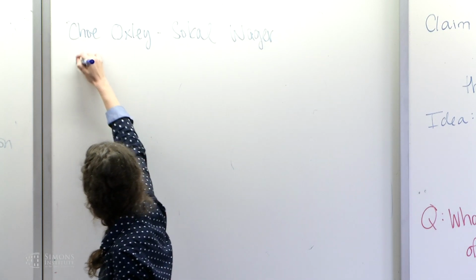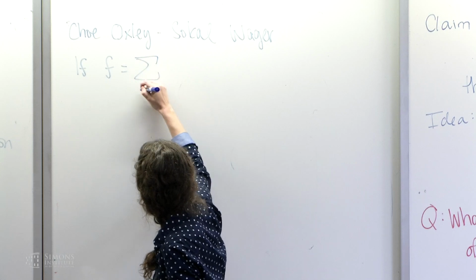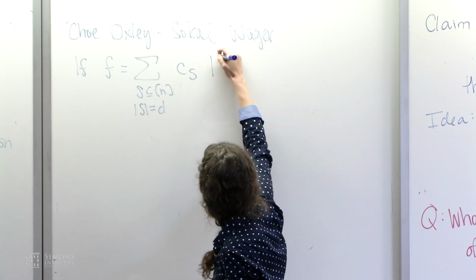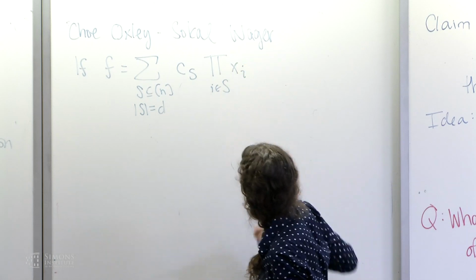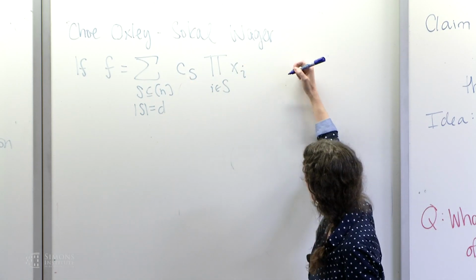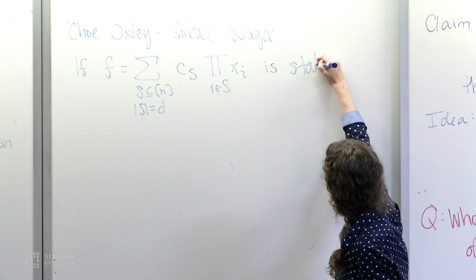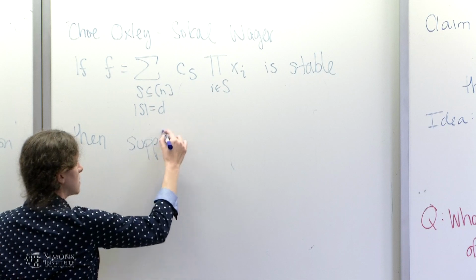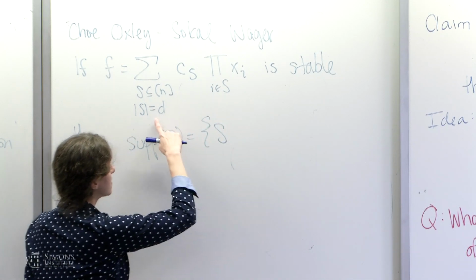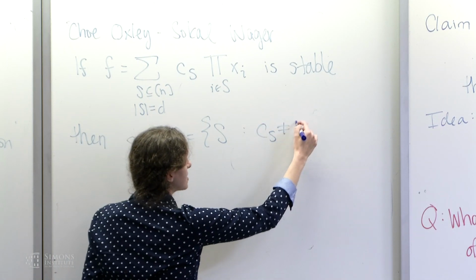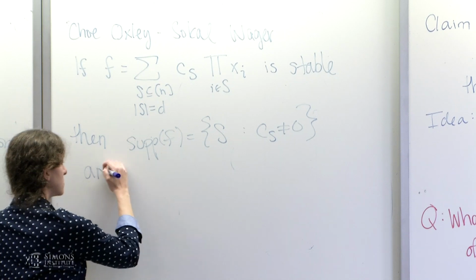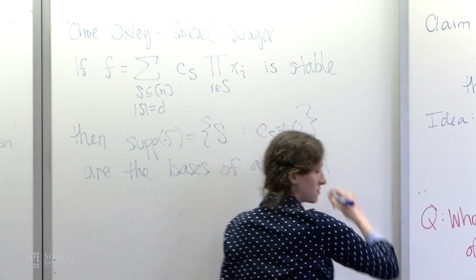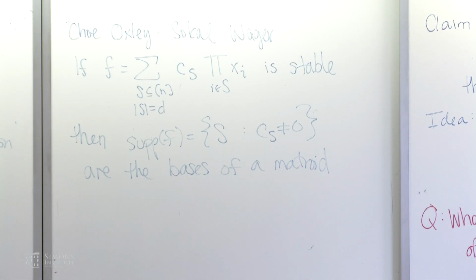Wagner, that if you have a multi-affine polynomial, and maybe it's homogeneous, so with non-negative coefficients, if this is stable, then the support, the set of subsets for which this coefficient is not equal to 0, that these are the bases of some matroid.